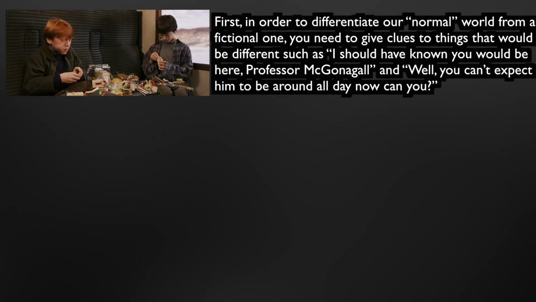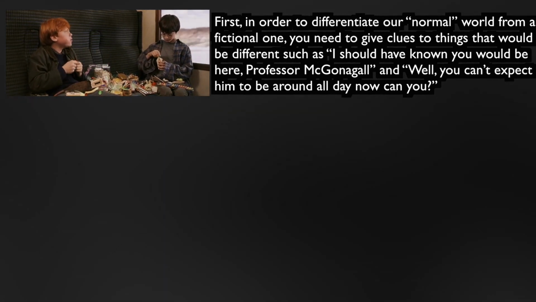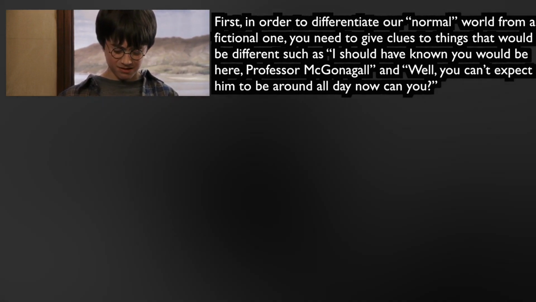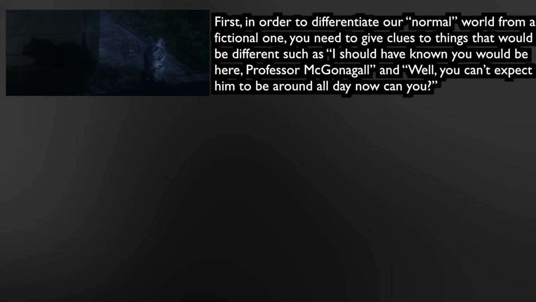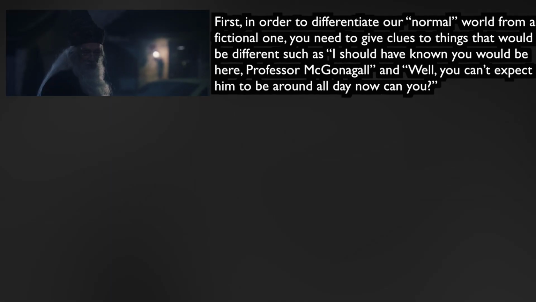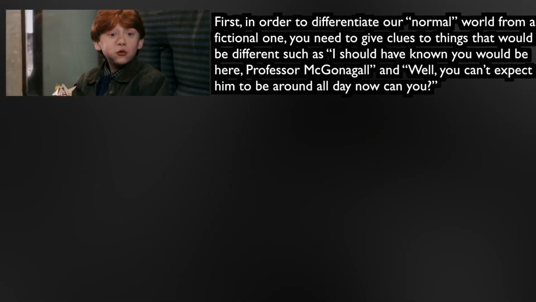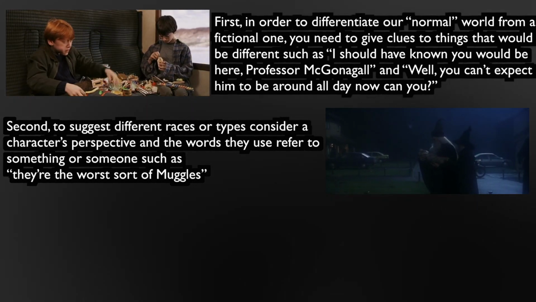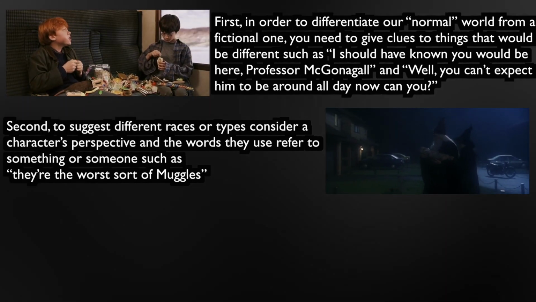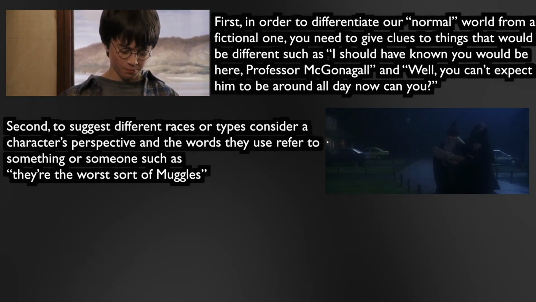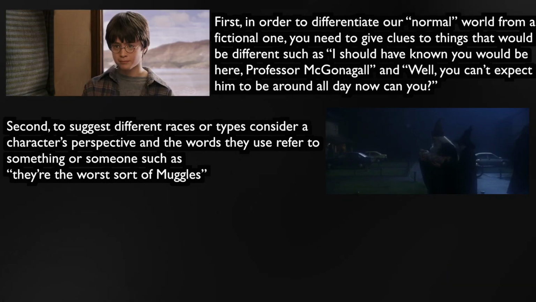Alright, so just to recap, first, in order to differentiate our quote-unquote normal world from a fictional one, you need to give clues to things that would be different, such as, "I should have known that you would be here, Professor McGonagall." "Well, you can't expect him to run around all day, can you?" Second, to suggest different races or types, consider a character's perspective and the words they use to refer to something or someone, such as, "They're the worst sort of Muggles imaginable."